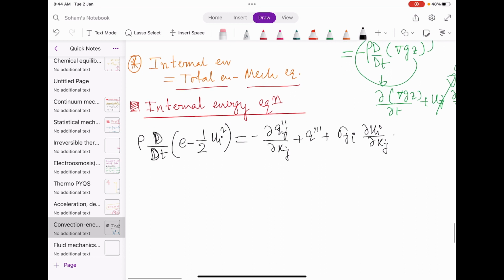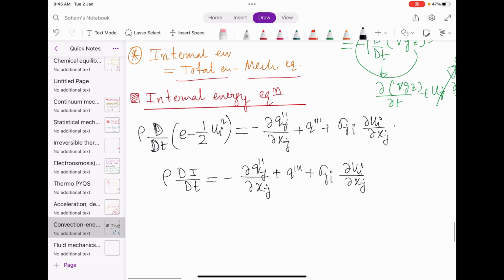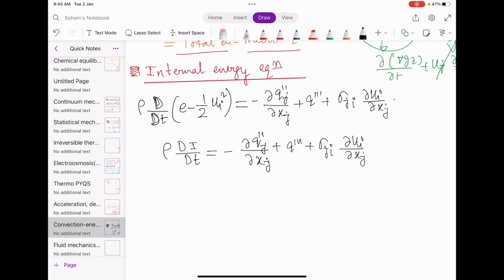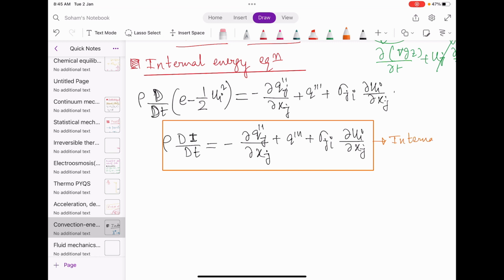And because of that, let me write the final form. Di/dt is equal to minus, plus q triple prime plus sigma ji del ui del xj. Okay, this I is E minus kinetic energy, the internal energy. So this is the internal energy equation.